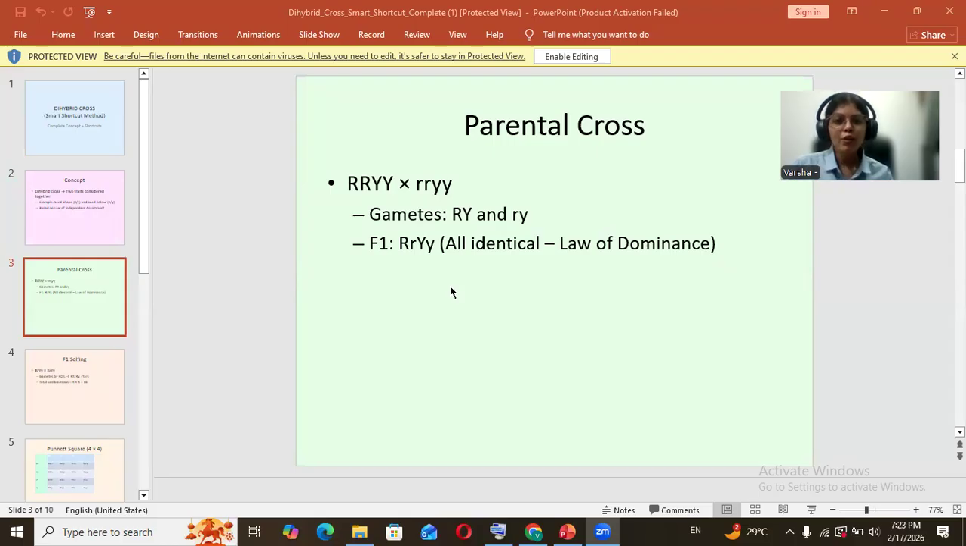When these two are crossed, we do the crossing just like a monohybrid cross, and we get the F1 generation, which will be all identical: capital R, small r, capital Y, small y. This follows the law of dominance, which means that even in the presence of recessive alleles, the dominant allele shows its trait.